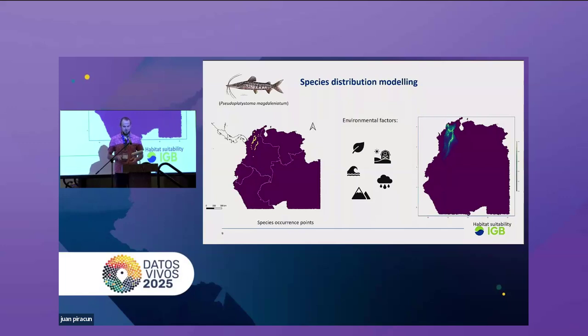This was also already pointed out, so I don't go into too much detail. You have the species point locations, and I used an ensemble model of species distribution modeling to correlate the environmental factors at the species point locations continuously across space. And here you can see for Pseudoplatystoma magdaleniatum where the point locations were, and then the habitat suitability maps for this species. And I did that for 1,313 species.